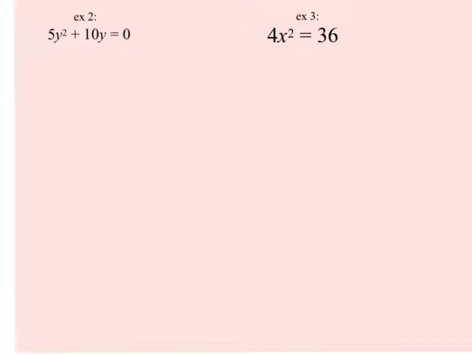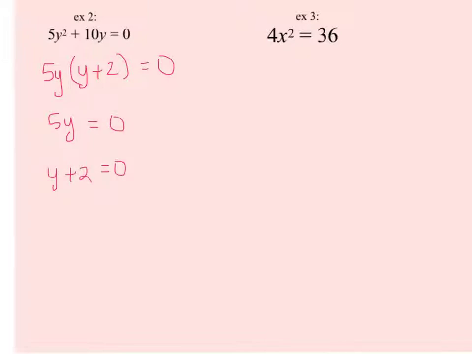Do I have any GCFs here? I do. I have a 5y in common. When I factor out a 5y, I'm left with y plus 2 equaling 0. I double check inside those parentheses to make sure that I can't do anything else, and I cannot. Do I have a product? I do. And is that product set equal to 0? Yes. So now I just need to identify what the factors are. The factors would be 5y and y plus 2, and then I set those factors equal to 0.